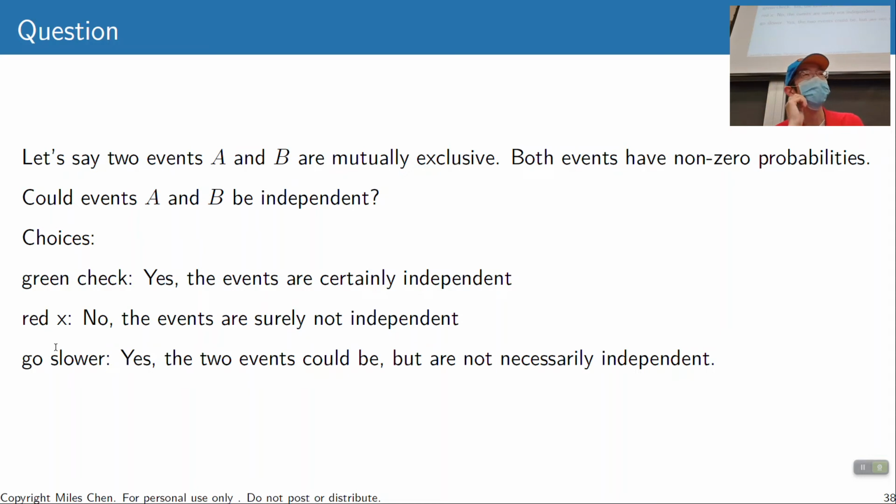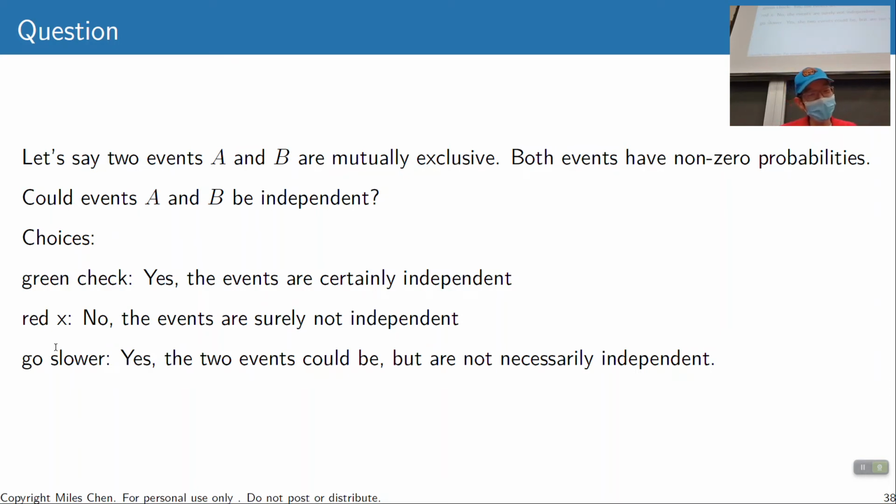Okay, what do you guys think? Who thinks A and B are surely going to be independent? What about A and B are surely not going to be independent? Anybody? All right, what about they might not be independent? Okay, all right. So a total of 5 of you raised your hand, but that's fine.